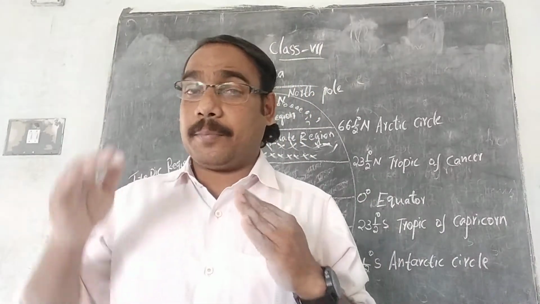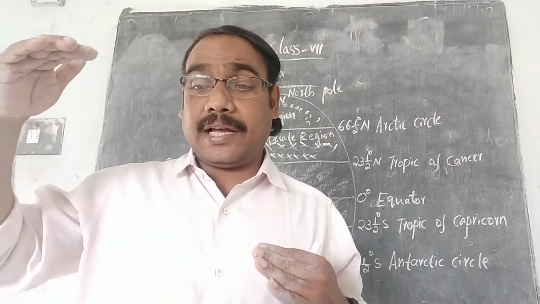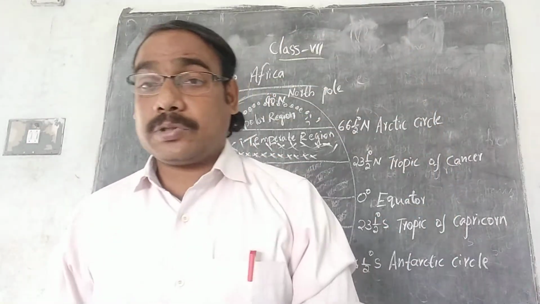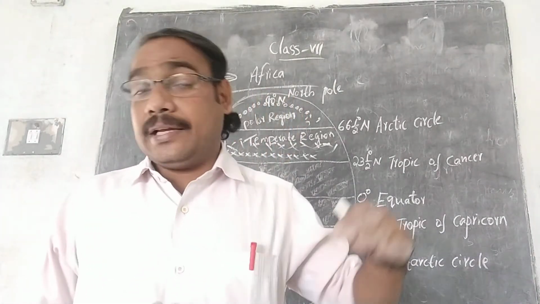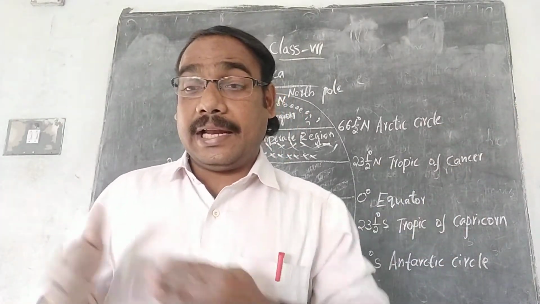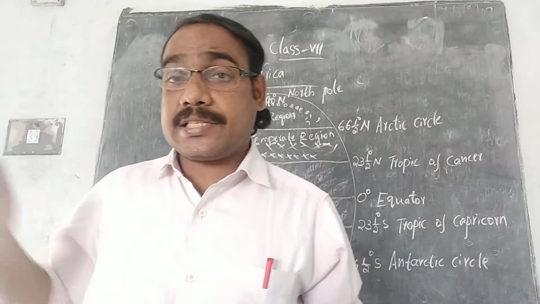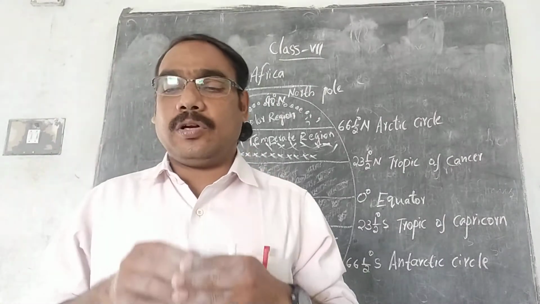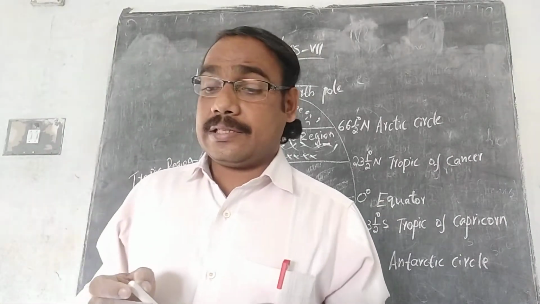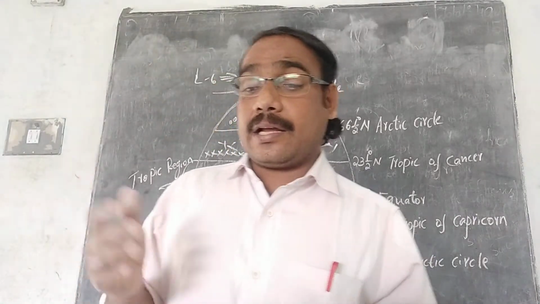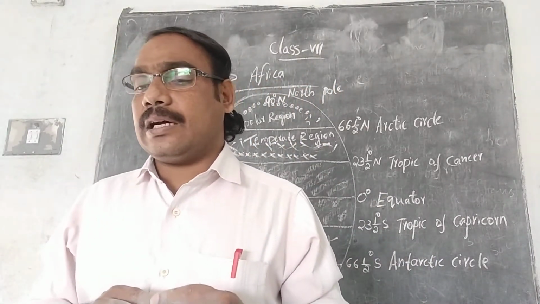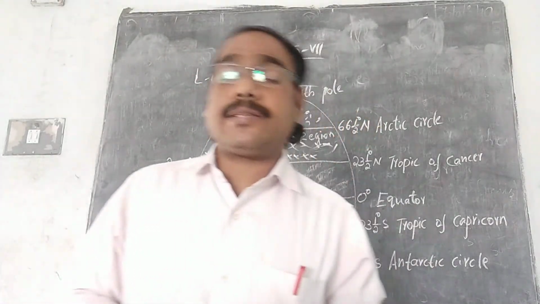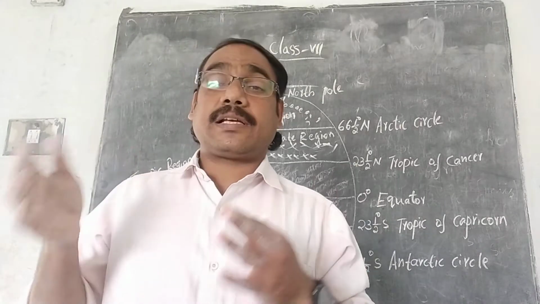Once again I am telling the boundaries of Africa. Africa's north side is the Mediterranean Sea, south side the Atlantic Ocean, east side the Red Sea and Indian Ocean, and west side the Atlantic Ocean. The main lakes I told you, which are Lake Victoria, that is in Tanzania. And coming to the climate or the other name of Africa, Africa is also known as the dark continent. Africa is the second largest continent.